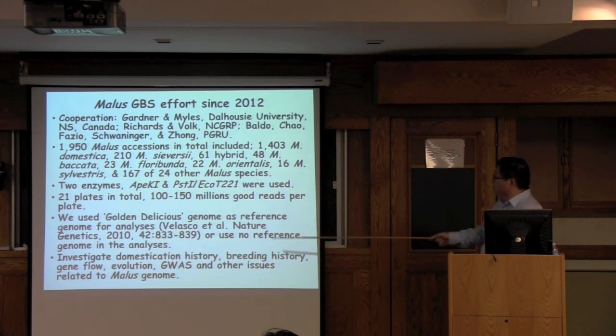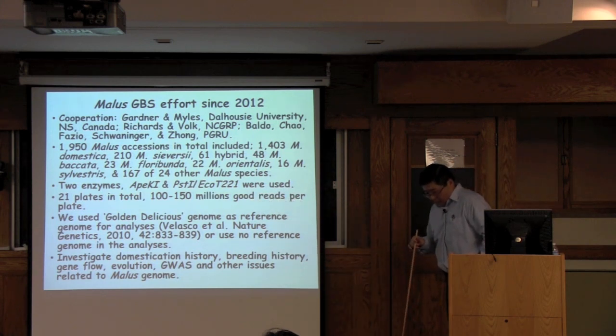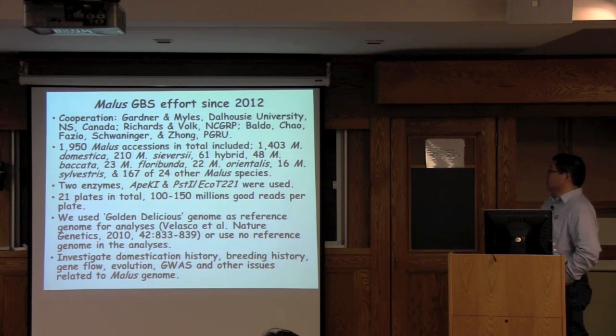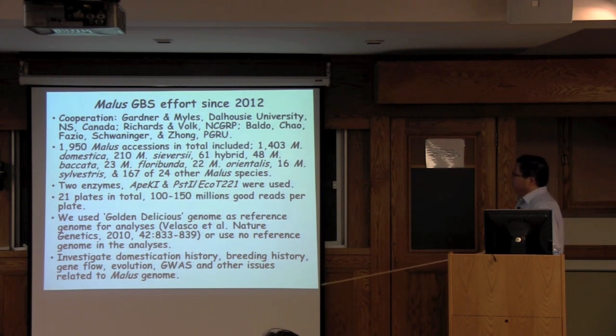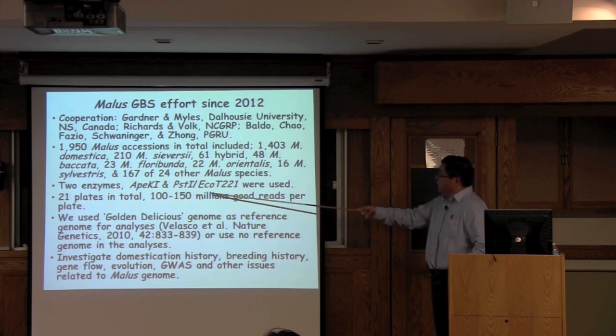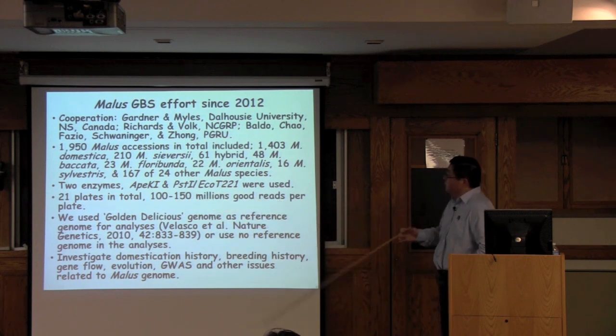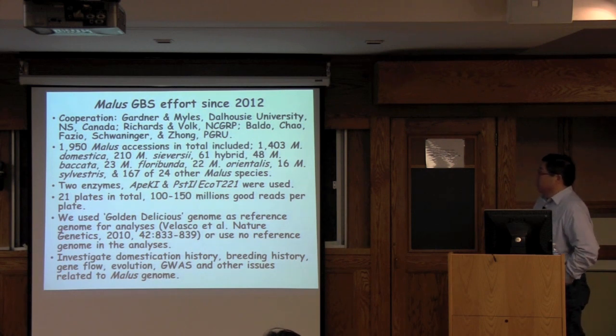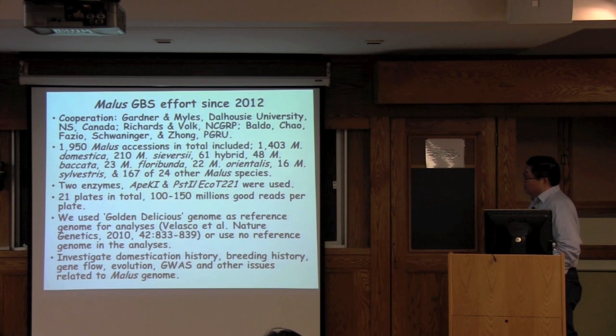We have 21 plates in total, and we're just in the beginning stage of the data analysis. For each plate we're able to obtain between 100 to 100 million good reads per plate. So basically, we're generating a lot of sequencing information from this study.